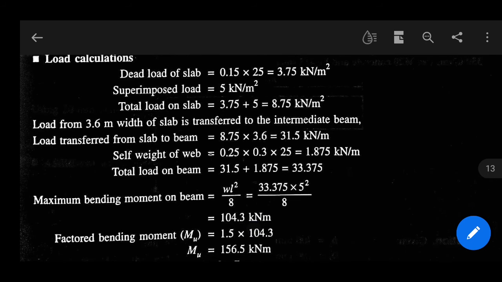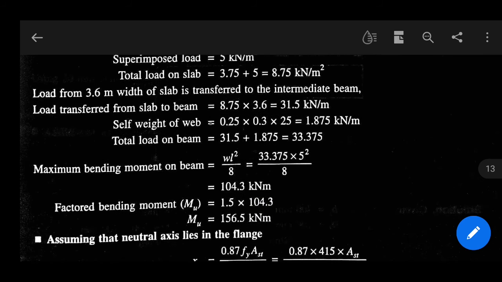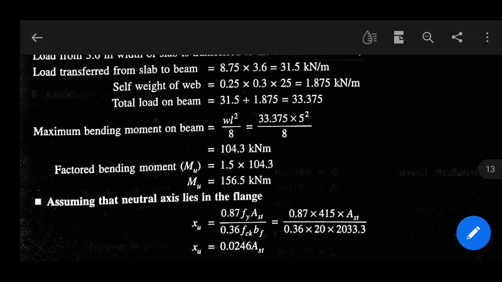Now you have to make it factored bending moment by multiplying load factor. So Mu is equals to 1.5 into 104.3, that is equals to 156.5 kilonewton meter. Now assuming the neutral axis lies in flange, as I told in earlier lectures also, for T-beam consideration, first of all we always assume the neutral axis lies in flange portion.